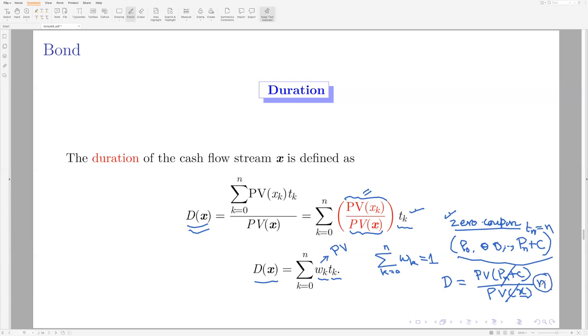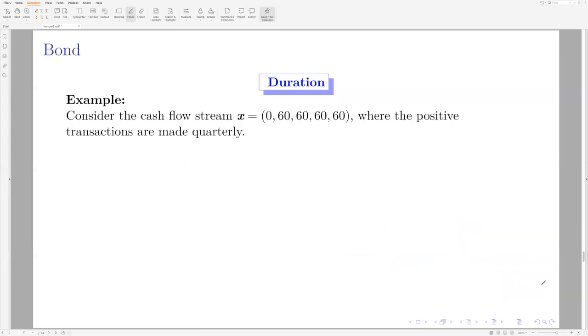So therefore it gives us a feeling that duration is going to measure the average time length that the holder has to wait before receiving the cash payment. This is a rough meaning of duration. Let's take an example. Consider the cash flow stream like this, where each transaction is made quarterly.